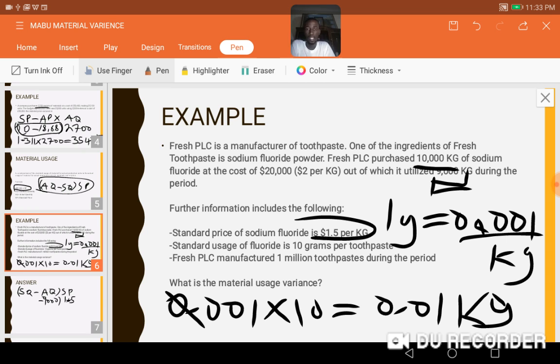Then they're saying standard usage of fluoride is 10 grams per toothpaste. Therefore, how much toothpaste have we made? We have actually made 1 million. Therefore, it's going to be 1 million times 0.01. Therefore, it's going to be 10,000. That is our standard or expected usage. We expect that for 1 million toothpaste, they're supposed to use 10,000 kilograms. So we have to put that expected usage in our formula.